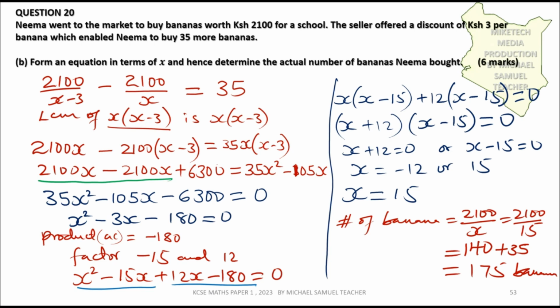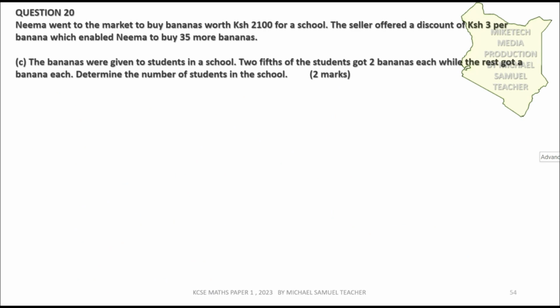Then we go to part C of the question 2020. The bananas were given to students in a school. 2/5 of the students got 2 bananas each, while the rest got a banana each. Determine the number of students in the school. So since we don't know the number of students, we can say let the number of students be n.